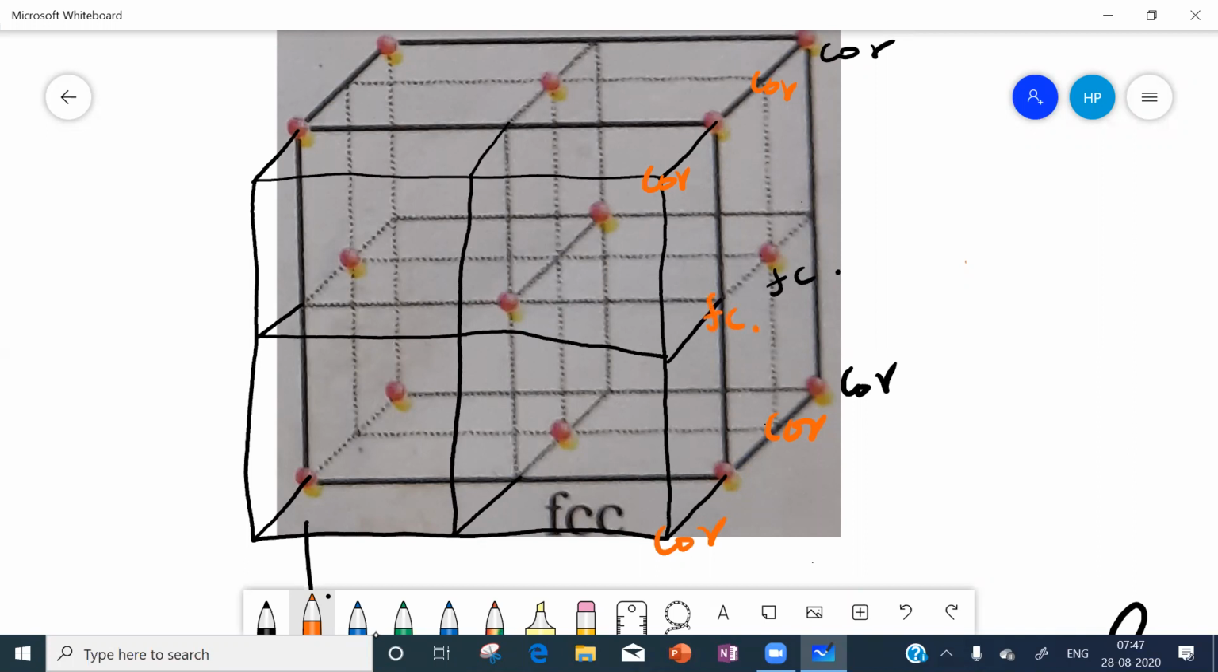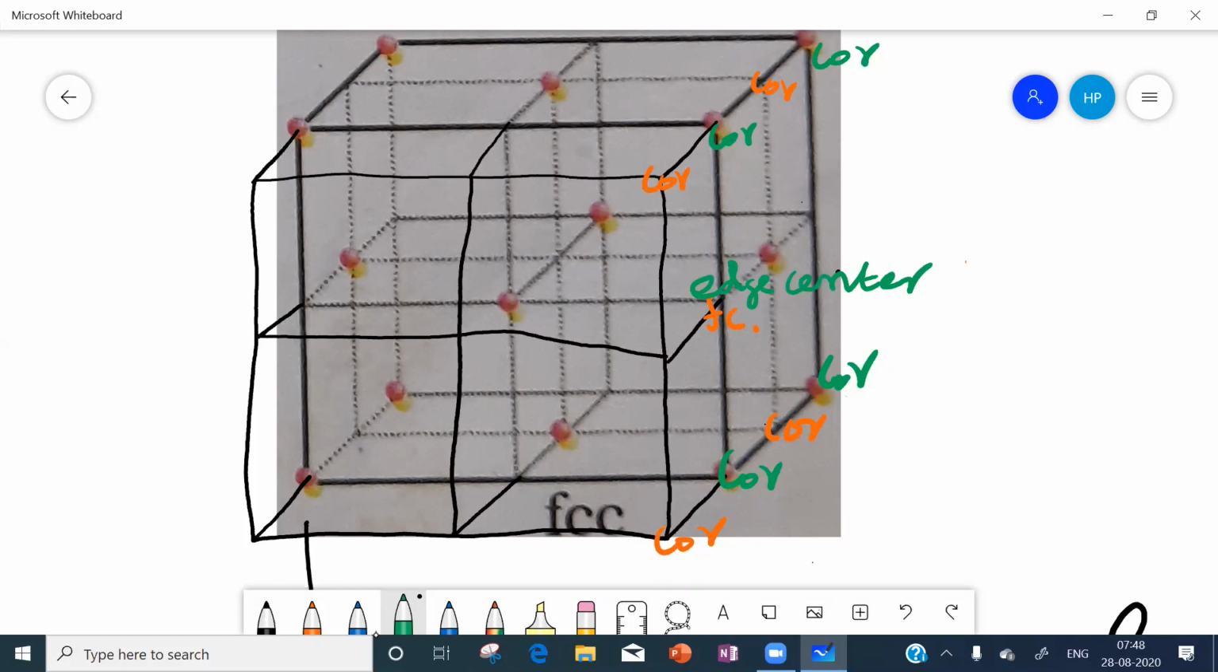Yes or no? So I will erase this one. In the way I took it, this is a corner, this is a corner, this is a corner, this is a corner, then it is a face center. Now I will take it another way. This is a corner, this is a corner, this is a corner, this is a corner. Then this is the edge center. Correct?